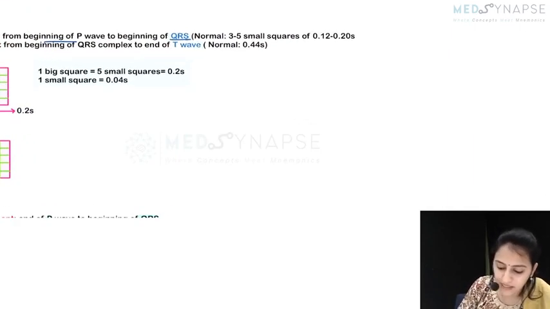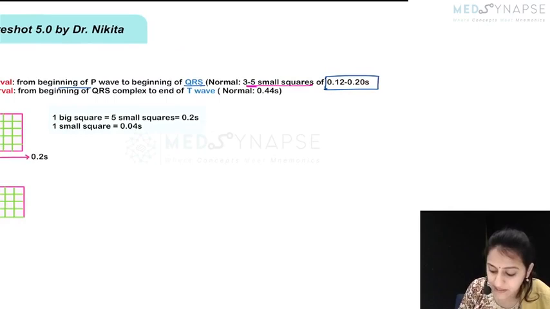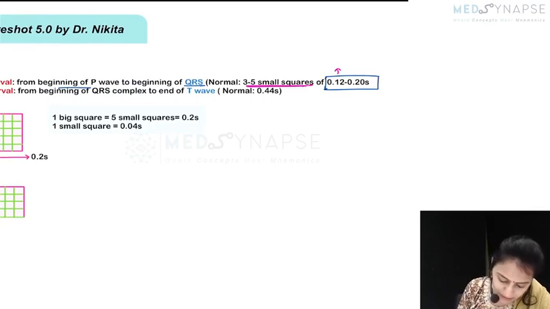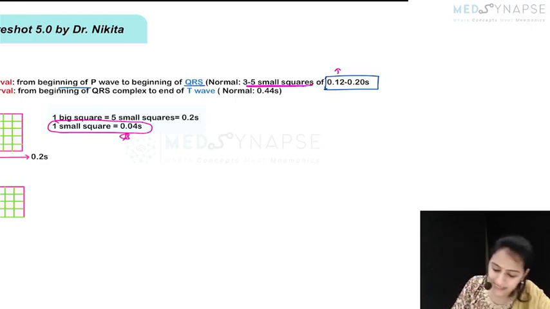Normal is how much PR? 0.12 to 0.20. That's basically how many small squares? 3 to 5. Because one small square is what duration? 0.04. So when I say it is 0.12, it is 3 small squares. 0.20 is 5 small squares.